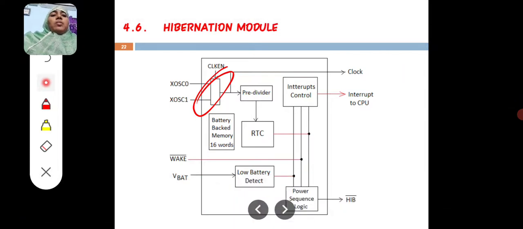So mainly the hibernation module is used to consume low power.